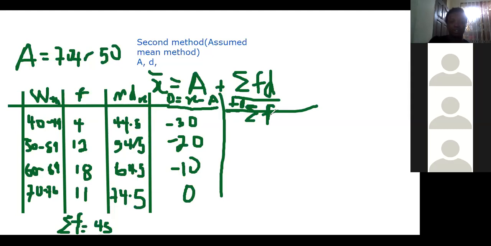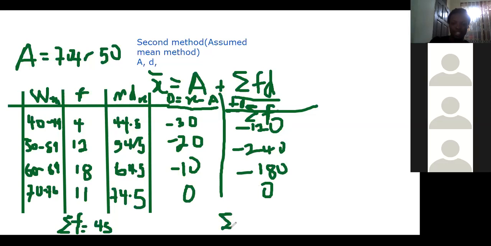So FD. The FD will be that I'm going to multiply this and this, because this becomes my D and this becomes my F. So 4 times negative 30 will give us what? Negative 120. This one will give us minus 240. This will give you minus 180. The next one will give me 0. Then when I finish, I come and find the sigma, or the summation, of FD.